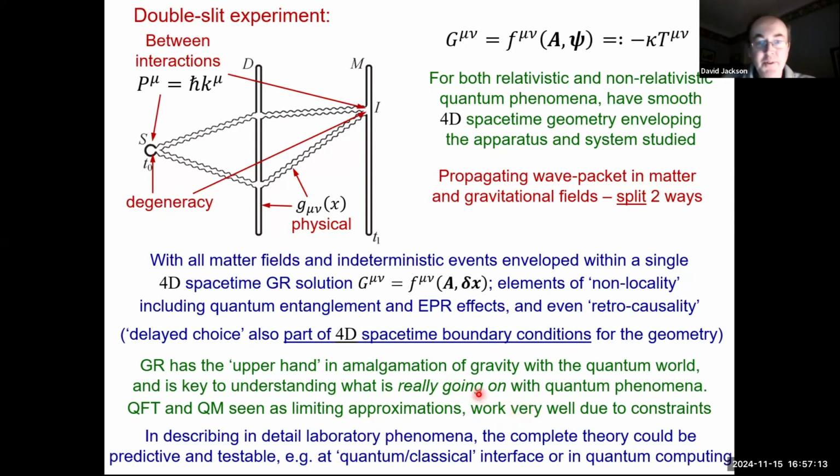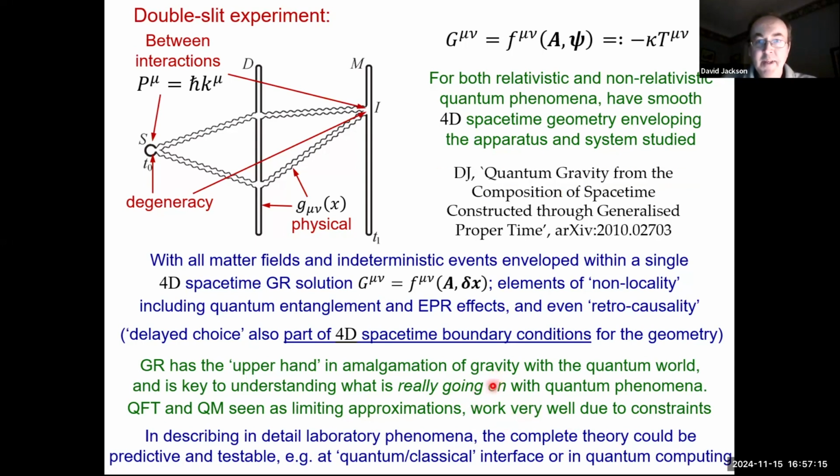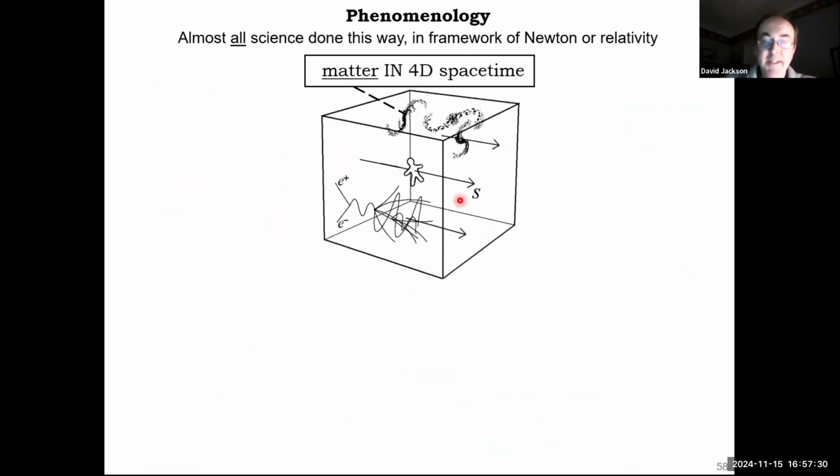So let me head towards summing up. Again, this is the main paper on this topic of quantum gravity. By quantum gravity, I mean combining quantum theory of gravity from the composition of space-time. But let me get back to this idea of relations between space-time and matter. Almost all science is done this way in a framework of Newtonian physics or relativity, where you start with space and time, or four-dimensional space, and then you introduce matter.